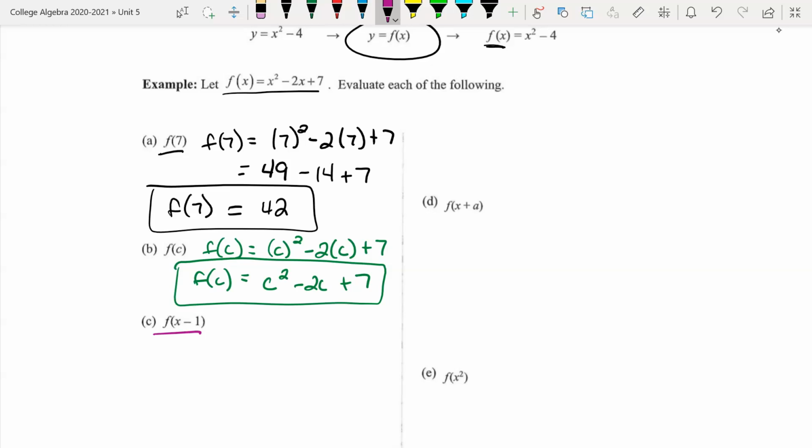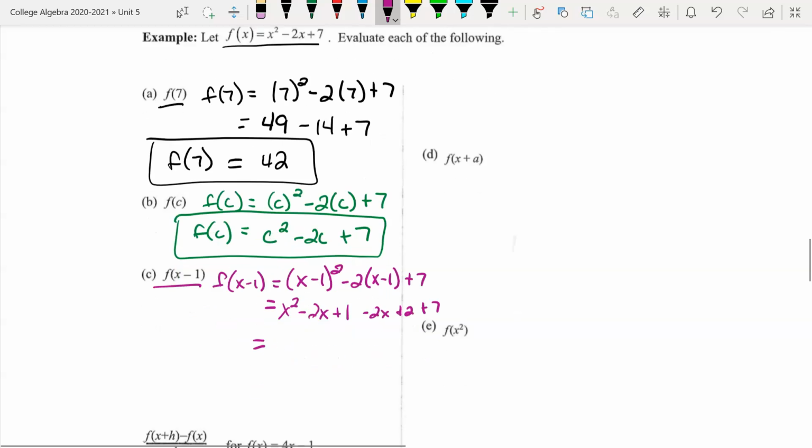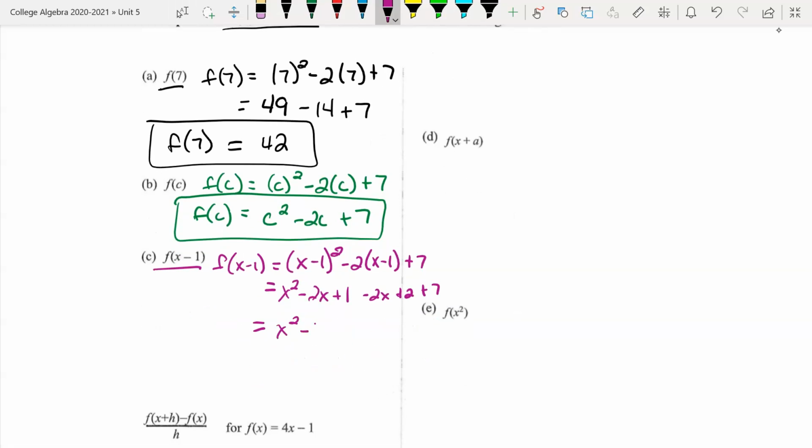C is kind of a tough one because it's x minus 1. So again, when you plug it in, you're replacing x with x minus 1. Now the thing that sucks about this one is you have to FOIL because it's x minus 1 squared. So I'm going to FOIL it. I'm going to get this. I'm also going to distribute right there. I get that whole long thing. Now I'm going to combine like terms. So I'm going to get x squared minus 4x plus 10.